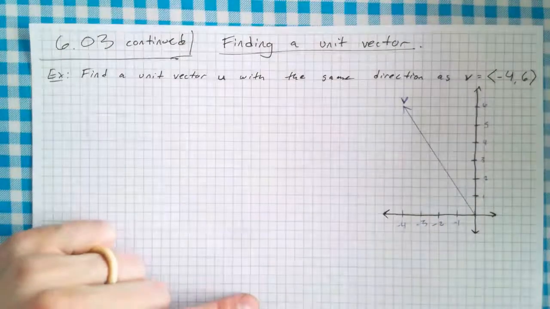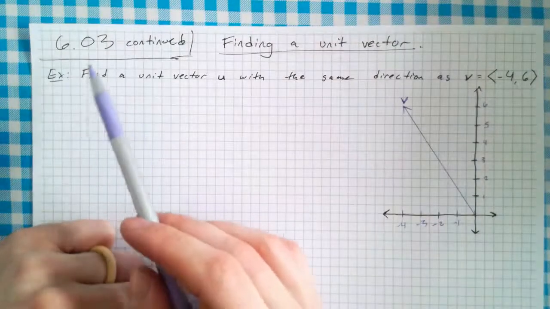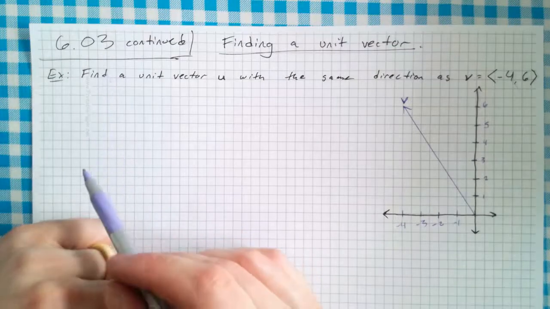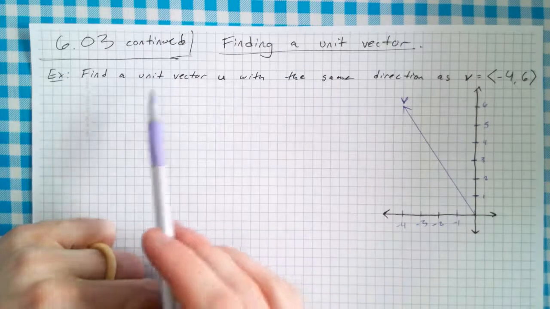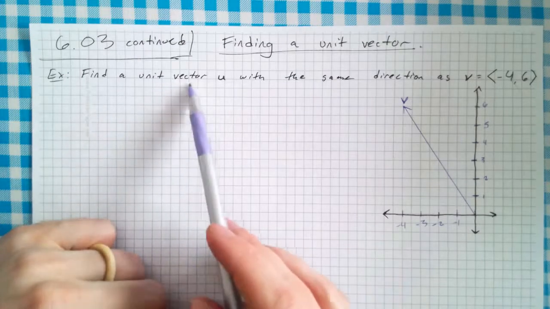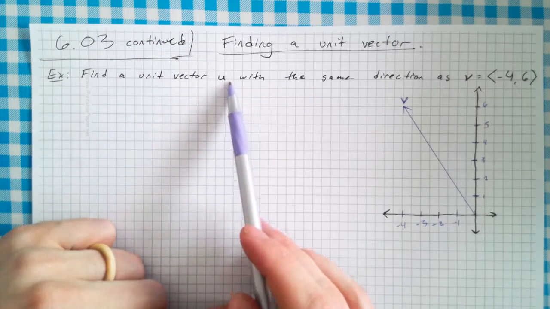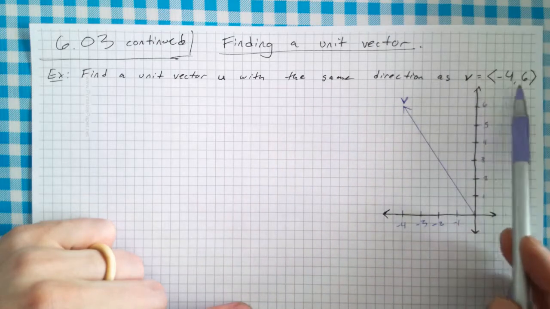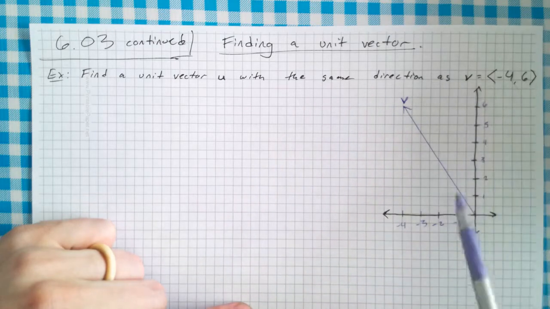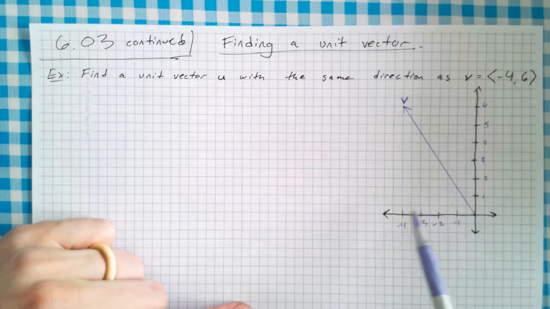All right, continuing on with section 6.03 on vectors. The next thing we need to learn how to do is find a unit vector. For example, suppose we needed to find a unit vector, we'll call it u, with the same direction as this given vector v, -4, 6.